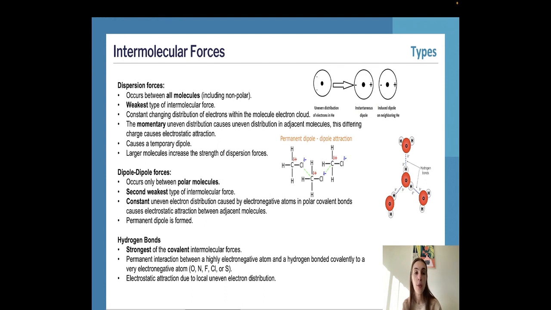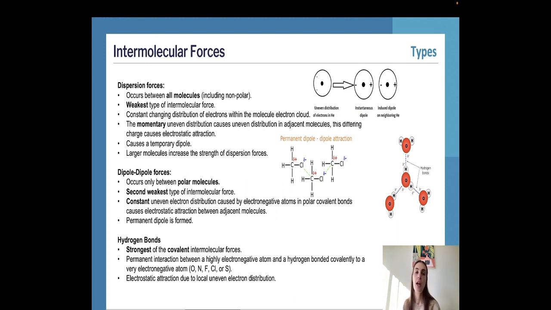These occur between all molecules, and that includes non-polar molecules. Often a lot of the types of intermolecular forces require polarity, or at least some difference in electronegativity due to dipoles, in order to have attraction between the molecules. But with dispersion forces, these will occur between all molecules regardless of their polarity. This is the weakest type of intermolecular force because if there's no difference in polarity, there's not going to be a partial positive and partial negative to an extreme extent causing an attraction. Hence it's a much weaker attraction between them.